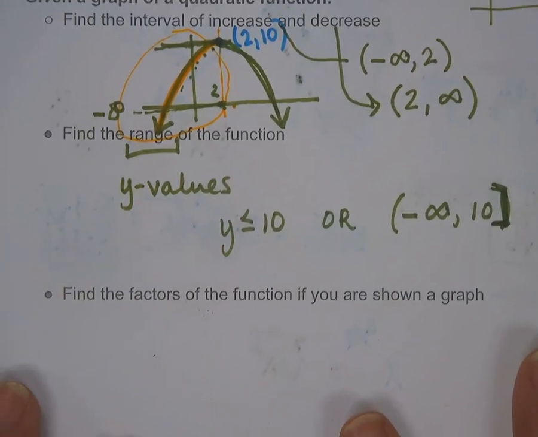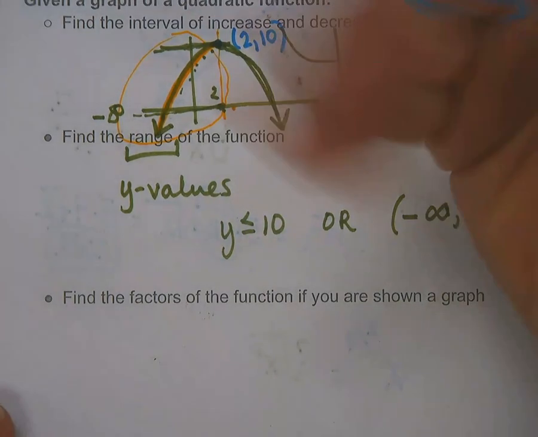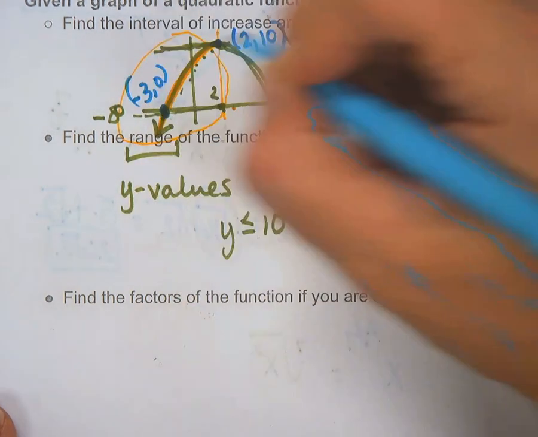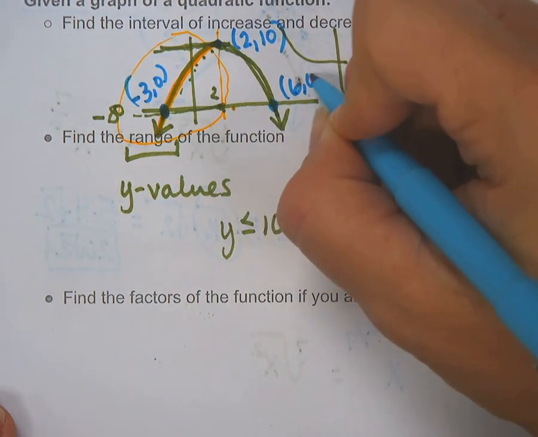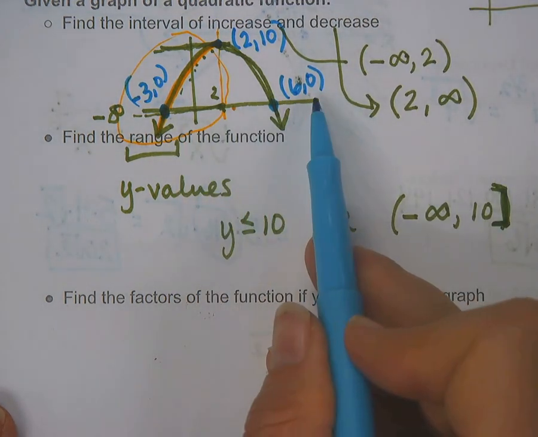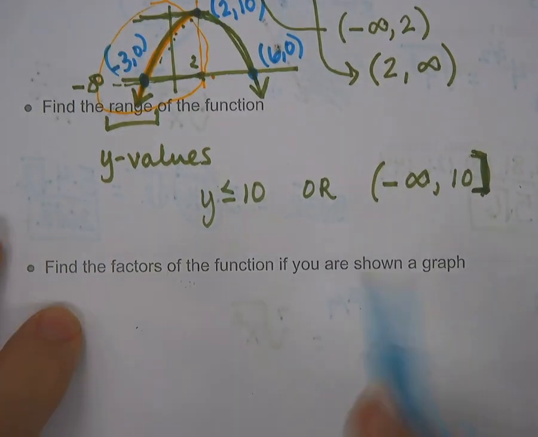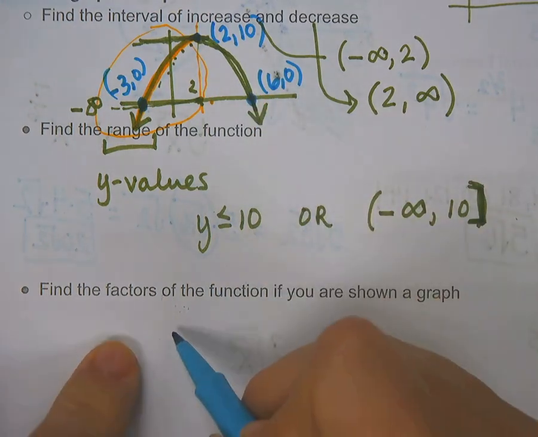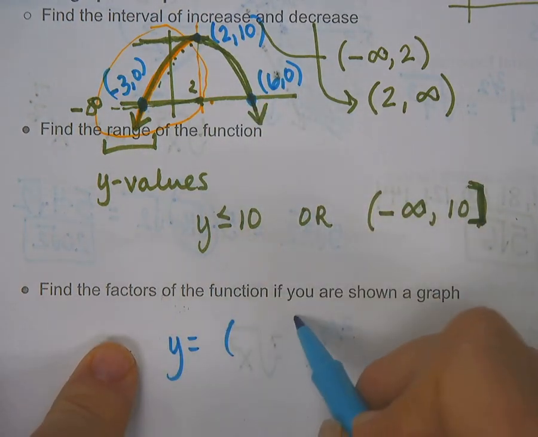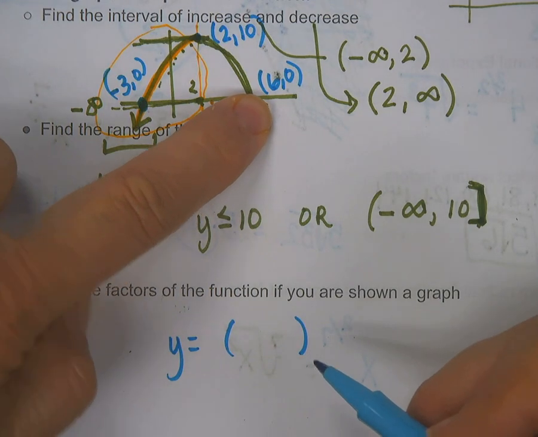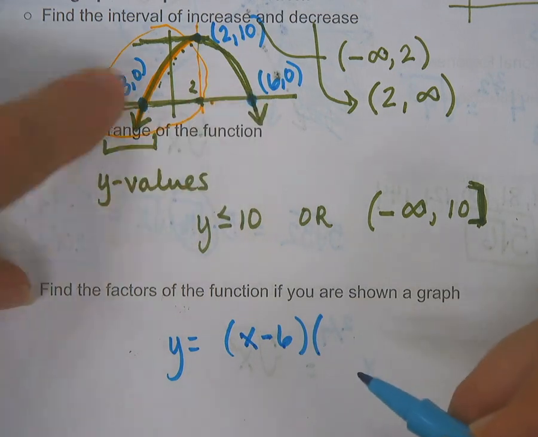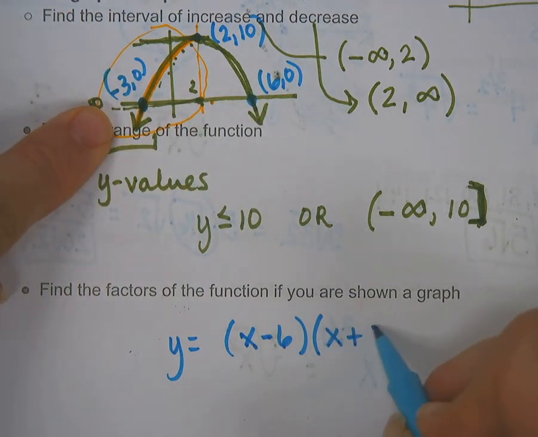Okay, I'm going to go on with this same example. Let's say that this graph hits the x-intercept at negative 3, 0 and at positive 6, 0. So those are the two x-intercepts. If you are shown a graph, you need to find the factors. So if this is what you see, that means that one factor is going to be whatever produces a 0 at 6. So that's x minus 6. The other factor is x plus 3.